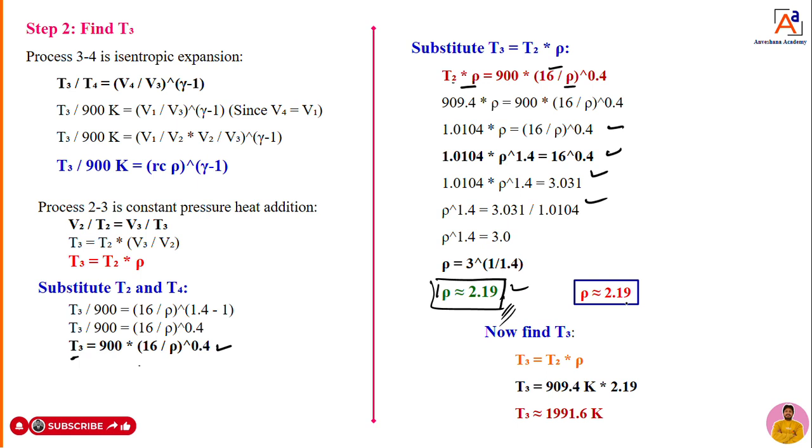Next, once you know the value of rho, now we can easily calculate the value of T3. How to calculate T3? Because we already know T3 is equal to T2 into rho. T2 you already calculated. Yes, I will use the same equation. T3 is equal to T2 into rho. T2 we have already calculated, that is 999.4, into rho, that is 2.19. So by simplifying these two, I am going to get the value of T3. T3 is equal to 1991.6 Kelvin.